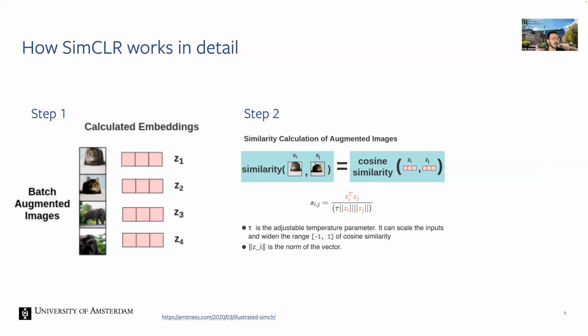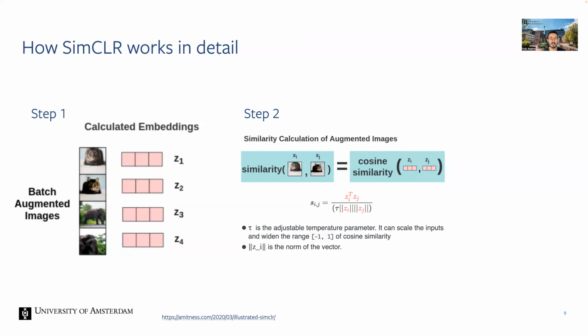And there's this parameter tau, which is basically a way to scale the inputs and widen the range of the cosine similarity. So cosine similarity obviously is just between -1 and 1. And then if you divide it by 0.1, it will scale it between -10 and 10.